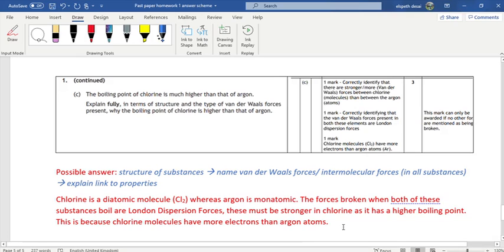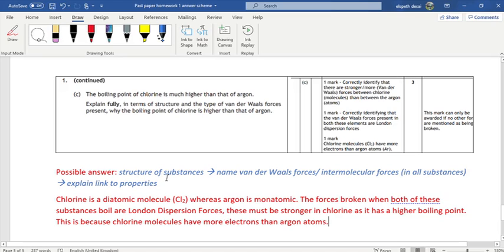Okay, so we've talked about structure, then we need to name the van der Waals forces. So I've linked this to the question a little bit. I've said the forces broken when both of these substances boil are London dispersion forces. But if there was a difference, you could then explain the difference. But it's important that you cover all of the substances mentioned in the question. So that's why I've said both of these substances contain London dispersion forces, or the forces broken when they boil are London dispersion forces. You should have picked that up. I think it's page 7 and 8 in the notes on this topic that talk about London dispersion forces, so that's an important one to know about.